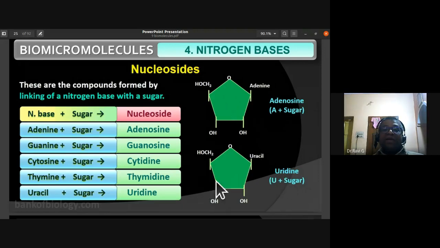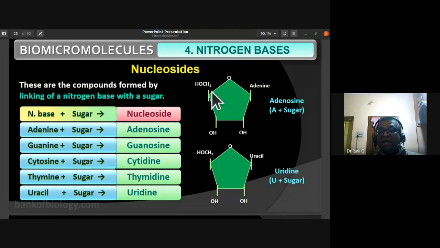So uridine is uracil plus sugar. They are found attached to the sugar. So nitrogenous base plus sugar, we call it a nucleoside. Similarly, adenine plus sugar is adenosine. Guanine plus sugar, we call it guanosine. Cytosine plus sugar is cytidine. Thymine plus sugar is thymidine. Uracil plus sugar, we call it uridine. These are all the examples of the types of nucleosides.